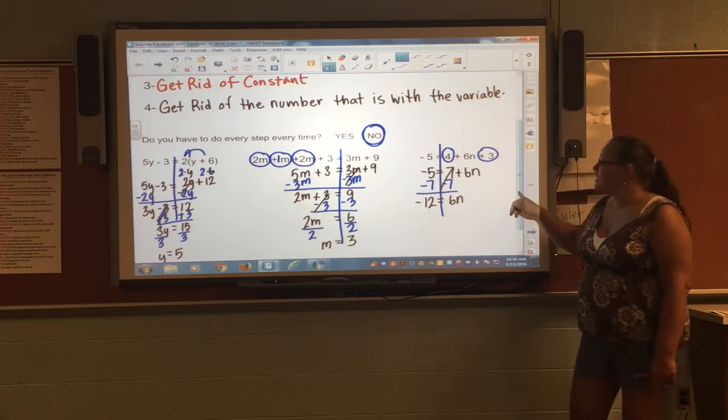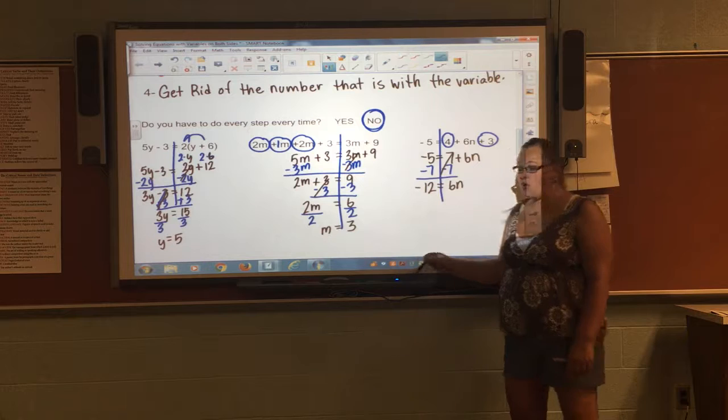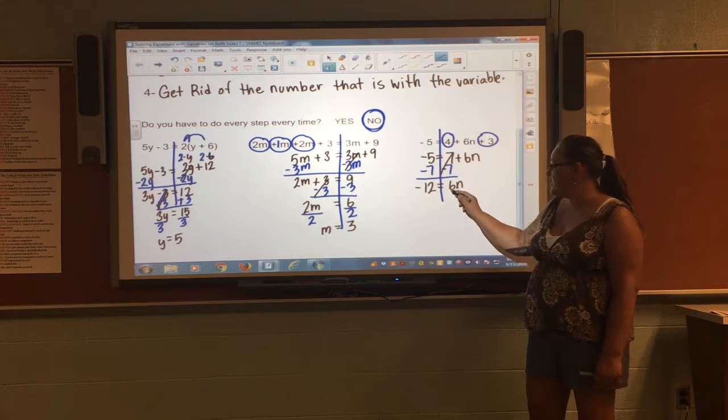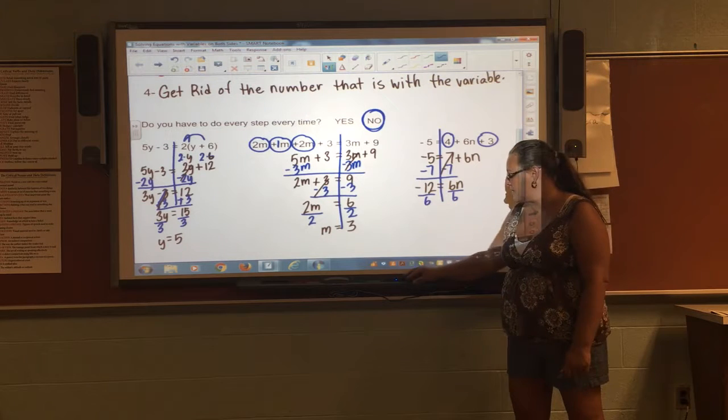The last step says to get rid of the number that's with the variable. The number that is touching or is with the variable is the 6. So the opposite of multiplying by 6 would be to divide by 6.